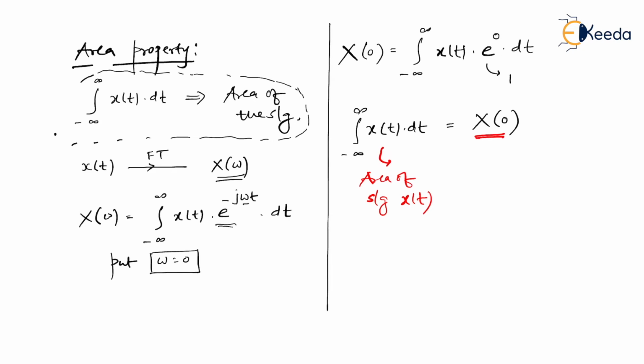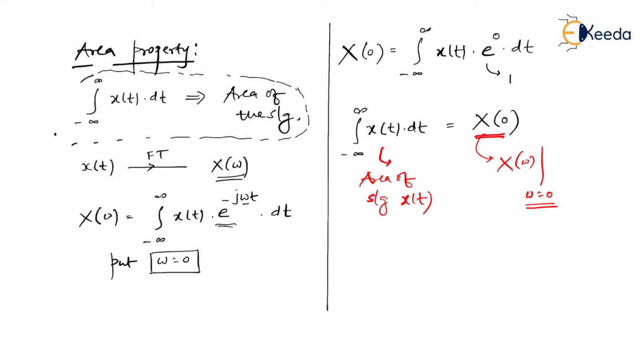Now the question is, what is this? This is nothing but your X(omega), where omega is replaced with 0. So this is the value of X(omega) at omega equal to 0. So now we come to the conclusion. If I want to get the area of the signal x(t), and let me assume that X(omega) is already known to me, then instead of calculating the area of the signal, I'll take X(omega), replace omega with 0, and see the value of X(omega) at omega equal to 0, and that is nothing but the area of the signal x(t). I hope you got this property.